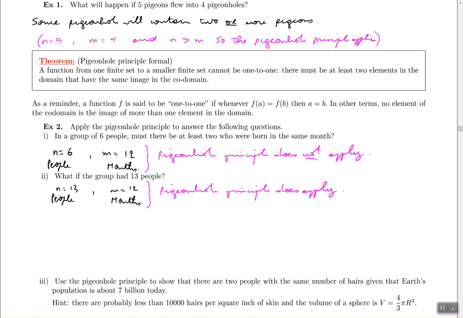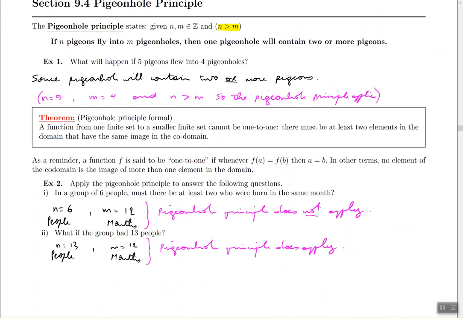Okay, so when we have 13 people and 12 months, the pigeonhole principle does apply. But if we have 6 people and 12 months, the pigeonhole principle does not apply. Why is it applying in one case and not the other one? Keep in mind that n has to be larger than m for the pigeonhole principle to actually work. So in this first problem, n is not greater than m. As a matter of fact, it's smaller. However, in the second case, n is larger than m, so that's the reason why the pigeonhole principle is applying.